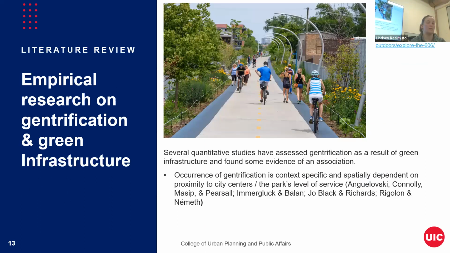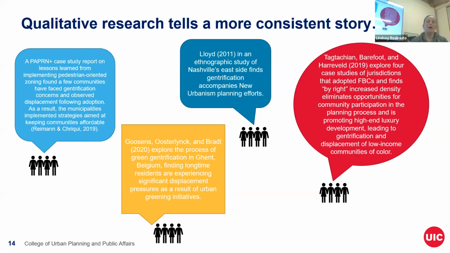And then another corollary to what I'm looking at is this idea of gentrification as a result of green infrastructure. Again, there's mixed quantitative evidence that there's an association, and that green infrastructure is quite context specific in terms of its resulting gentrification. But I do really want to highlight that the qualitative research tells, I would say, a consistent story. This is really just high level and doesn't represent the full breadth of qualitative research that's been done on this. But a number of qualitative studies have more definitively said gentrification is happening as a result of form-based codes or new urbanist planning processes, and that displacement is happening.